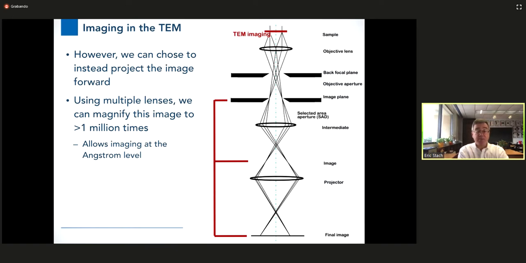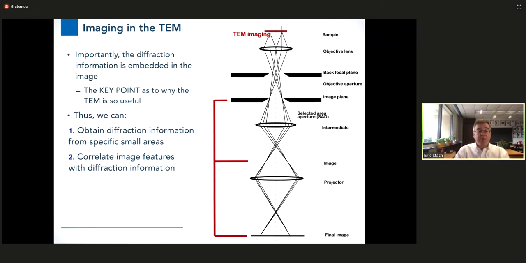At 1,000,000 or more times, this allows imaging at the angstrom level if the lenses are good enough, which people spend a lot of time making them good enough. So this really is a key thing, right? Importantly, because your sample, your parallel rays, your diffraction events get brought to the back focal plane and then propagate further down to the image plane, every image you obtain in the TEM carries the memory of the diffraction events that caused it.